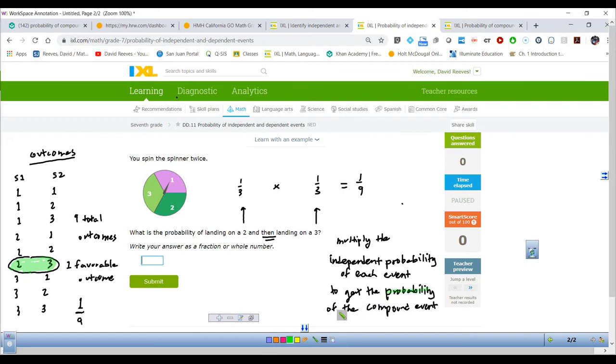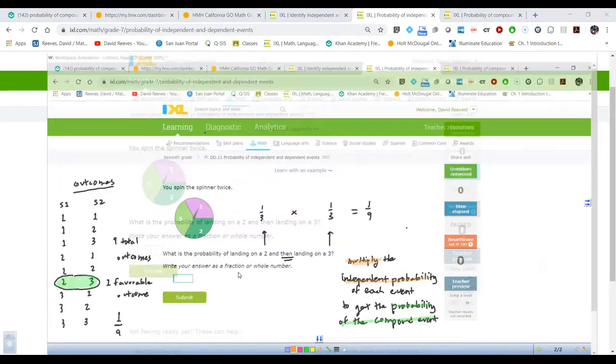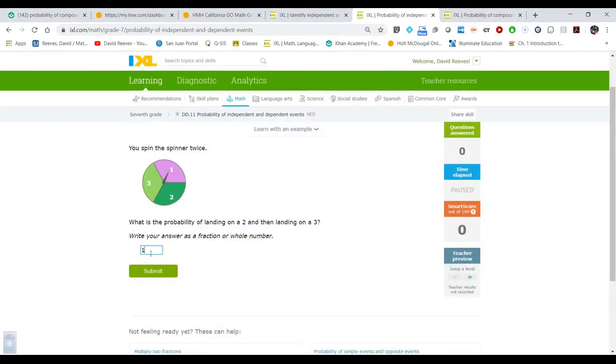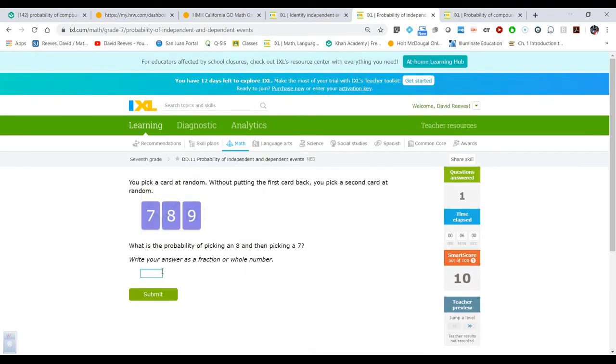We are trying to find the probability of the compound event, and we're going to get that by multiplying, not by adding, not by subtracting, not by dividing. We're going to multiply those independent probabilities. All right? So the answer we're looking for is 1 divided by 9. Let's go ahead and put that into iExcel, and we'll see that it is correct.